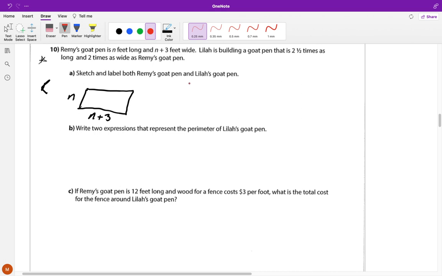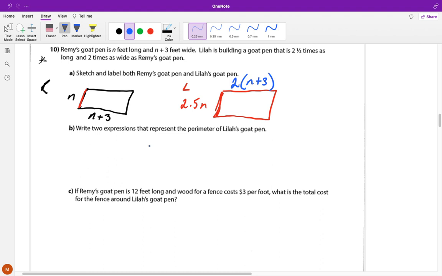So if that's Remy's goat pen and Leela is making hers 2.5 times as long, well, now when I draw Leela's, since this is referring to the length of Remy's, I have to make sure I'm doing that as the length of Leela's. So it'll be 2.5 times n. And then since our width is going in the other direction, I'm going to write it at the top because they're the same. It's twice the width of Remy's. So it'll be 2 times n plus 3. So that's how we can represent that as a sketch.